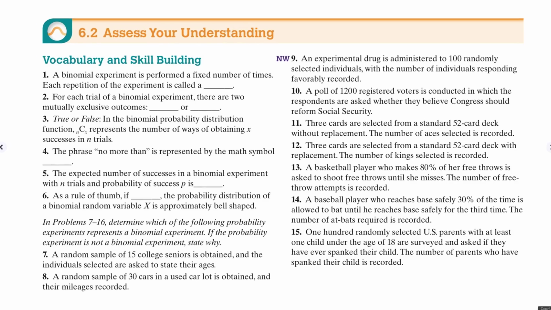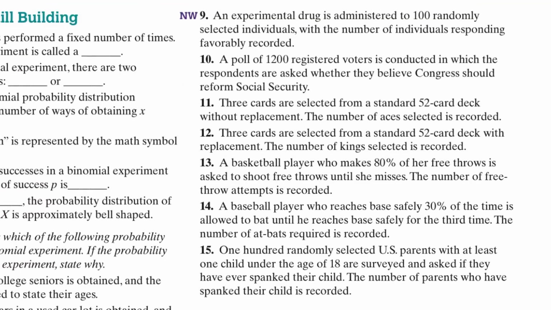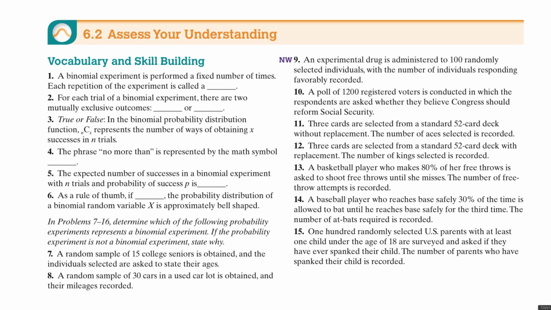Now the third item is that we have binary outcomes. And so again, if you go back and look at the problem, it says 3 cards are selected from a standard 52 card deck with replacement. The number of kings selected is recorded. So in this case, we either have a king or we don't. And so that is our binary outcomes right there. And so we can also check that off.